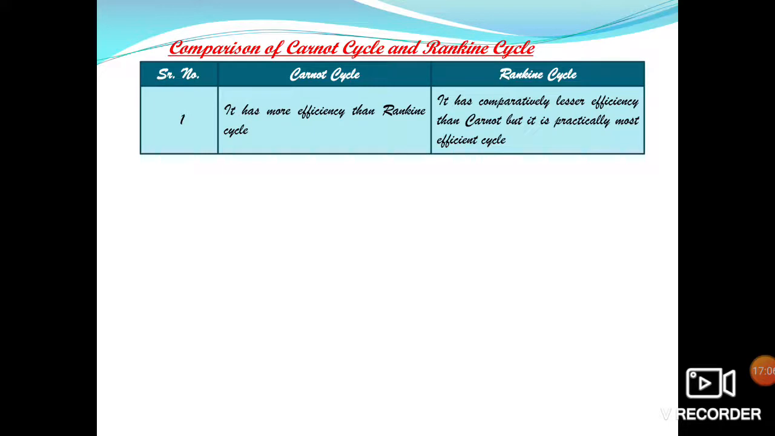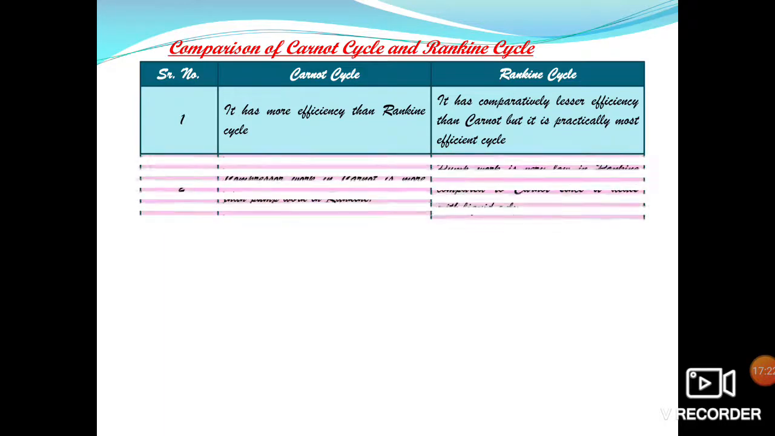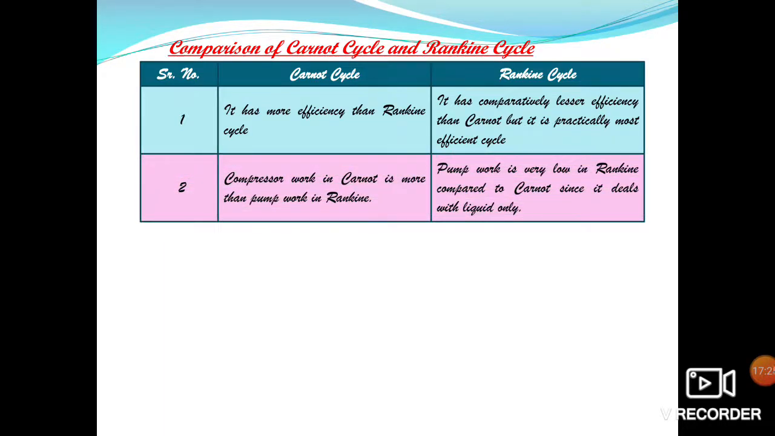Next we will see the comparison of Carnot cycle and the Rankine cycle. If we compare both, we can see that Carnot cycle has more efficiency than Rankine cycle, whereas Rankine cycle has comparatively lesser efficiency than Carnot, but it is the practically most efficient cycle. Next we can see that compressor work in Carnot is more than pump work in Rankine, whereas in Rankine cycle pump work is very low compared to the Carnot, since it deals with liquid only.